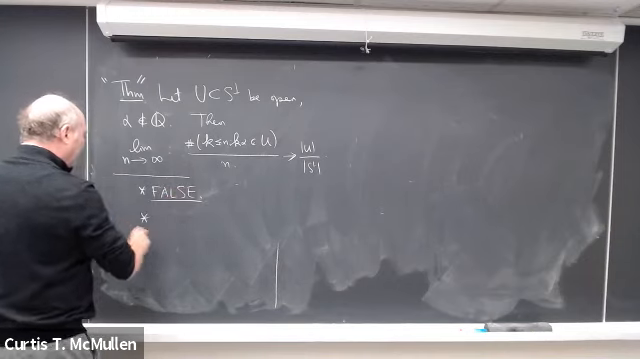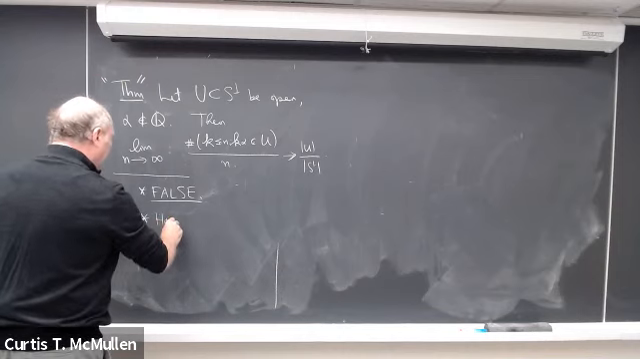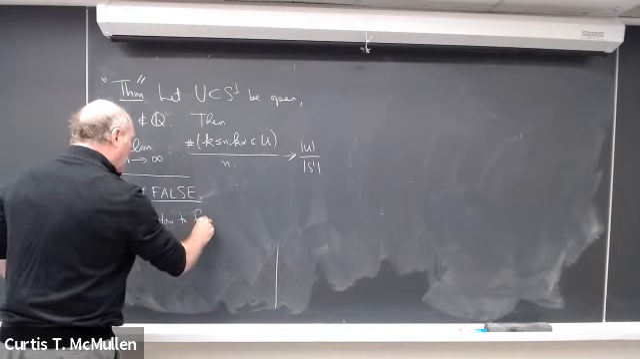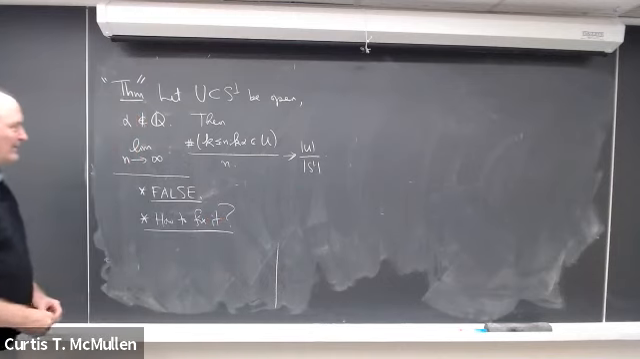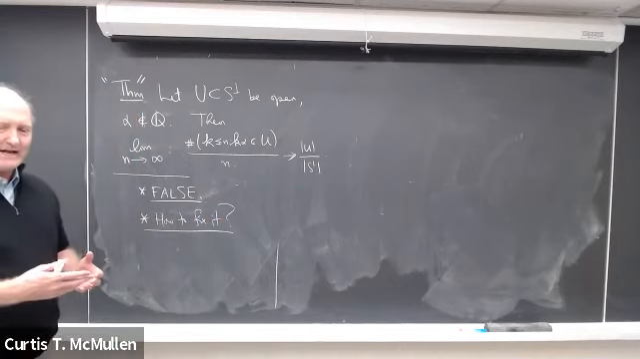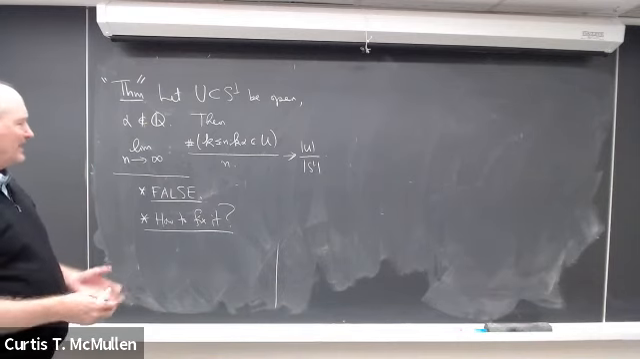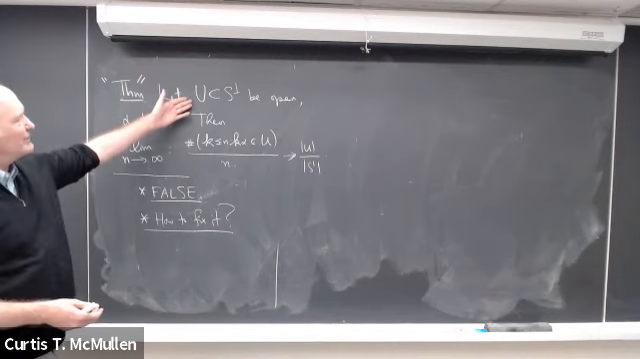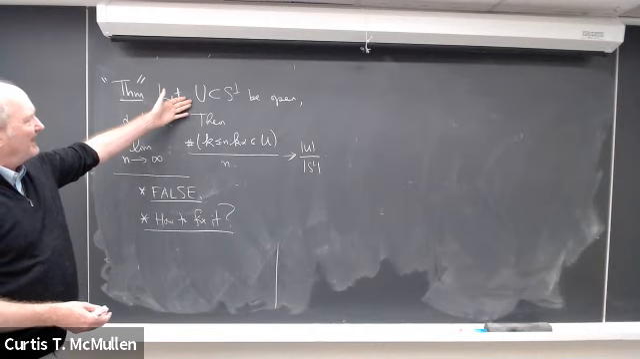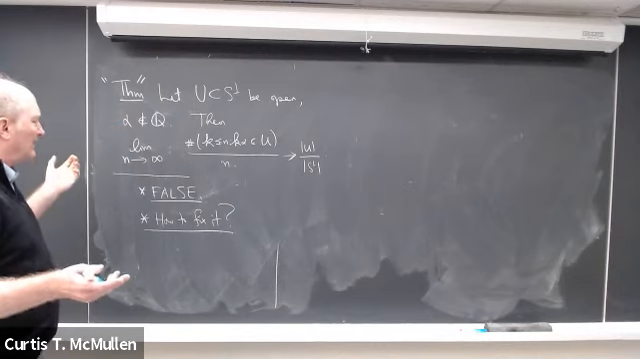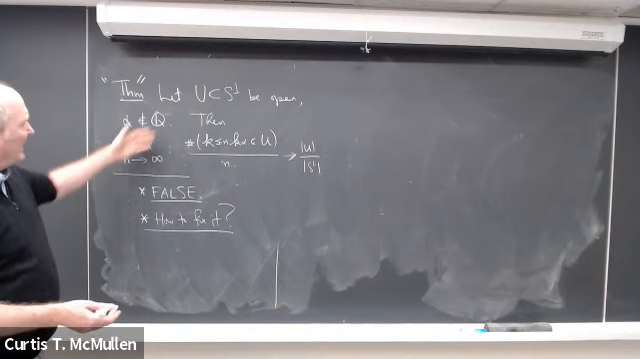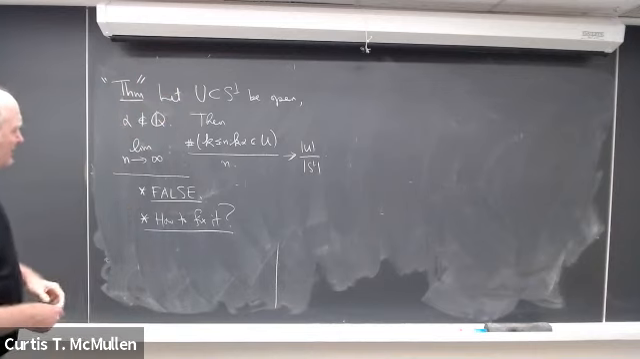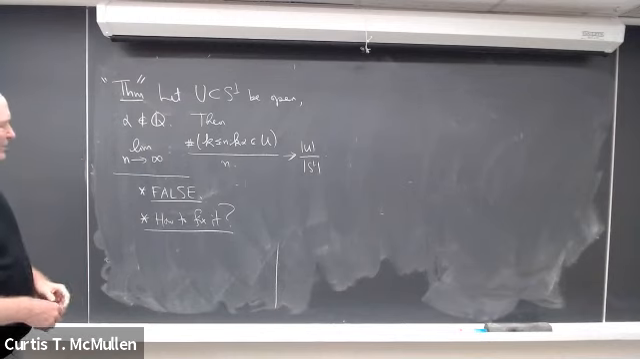The question is how to fix it. How can you change this statement so that it becomes a natural statement that's true? And by fixing it, I don't mean just replace U by an interval and then say we already proved that. That's the fix. There should be some property about open sets which makes this theorem true.